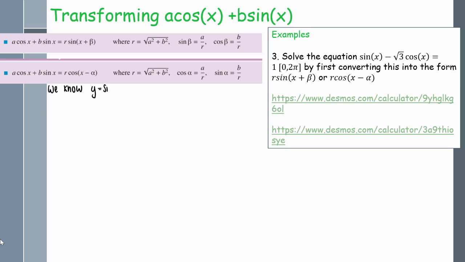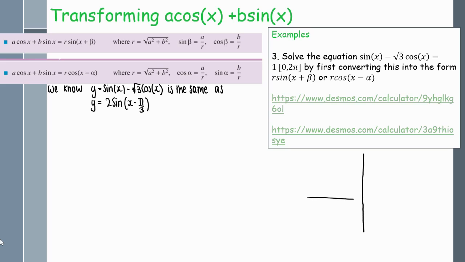So we know that sine x minus root 3 cos x can be written in the form 2 sine x minus pi on 3. Before I attempt to solve this, I'm just going to make a rough sketch of this function. I know it's going to cross the x-axis at pi on 3. I know the amplitude is 2. There's no vertical shift. So it's going to look something like this.